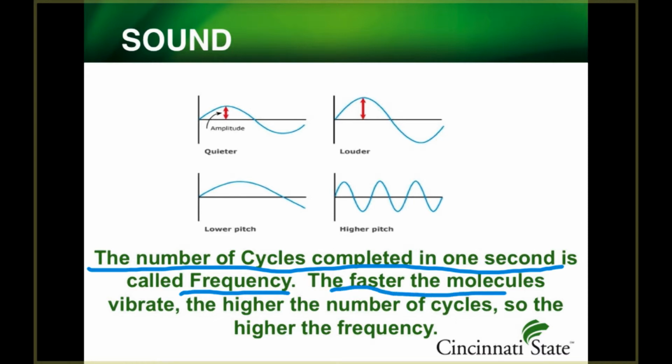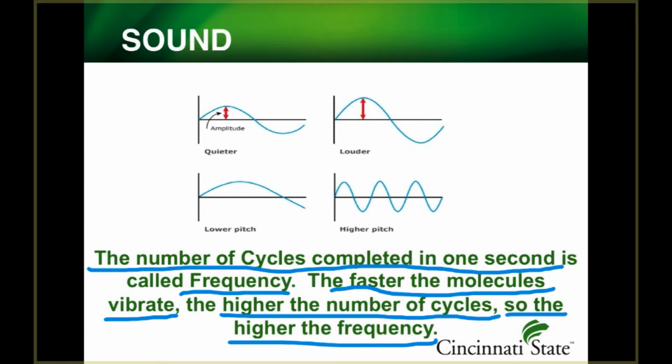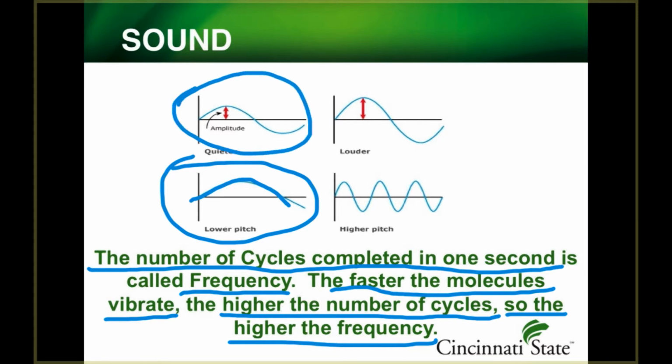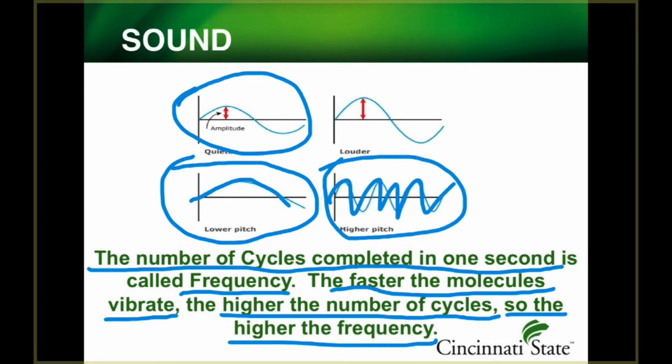The faster the molecules vibrate, the higher the number of cycles. So this means the higher the frequency. Right here, actually not that one, this right here is going to be a very low pitch because on this diagram, we're not even seeing the second half of the cycle. So it's a slow moving wave, which means it's a very low sounding pitch. This one up here is going to be a little bit higher because we're seeing more waves happening. And then this one down here is going to be the higher pitch because we have more cycles per second happening.